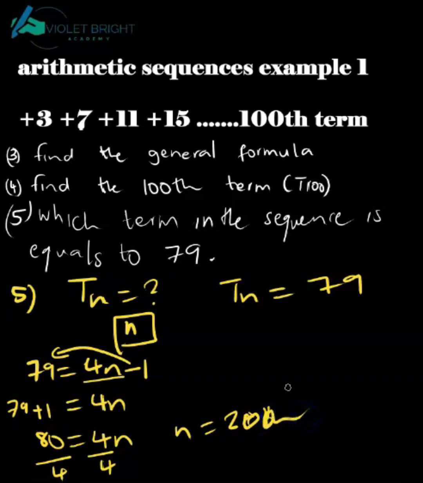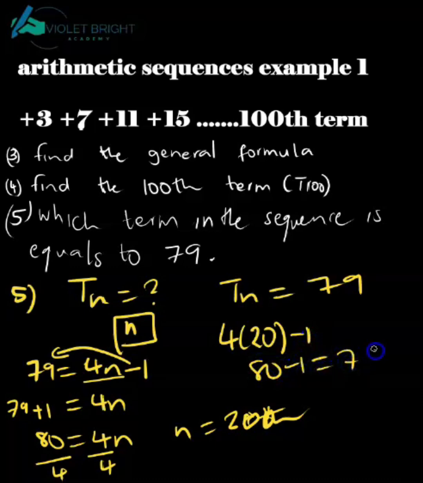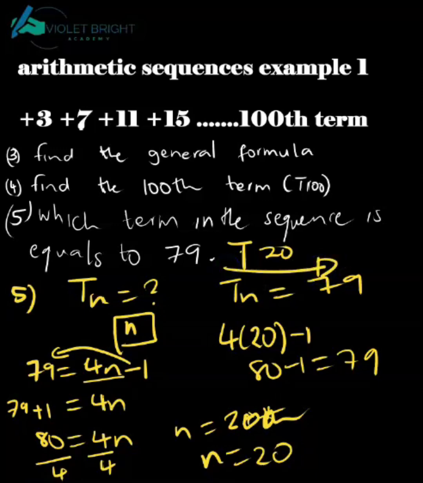So it's the 20th term. So we can try to check whether it is correct or not. So say 4 times 20 minus 1 is going to give us 80 minus 1, which is 79. So we now know it's the 20th term. It should be in capital letter, so it's going to be T20, the 20th term. So don't forget, after doing all of this, you should just write it. It's the 20th term. If you just leave it like Tn equals 20, it seems incorrect. So just note that.